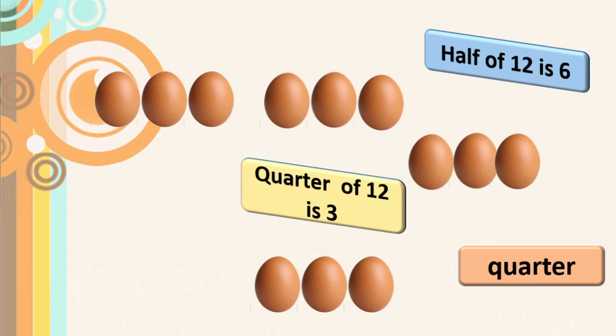Means we can write here, quarter of 12 is 3. Always remember, half means we have to make two equal parts, and quarter means we have to divide that one by 4. Okay, in 4 equal parts we have to divide it.